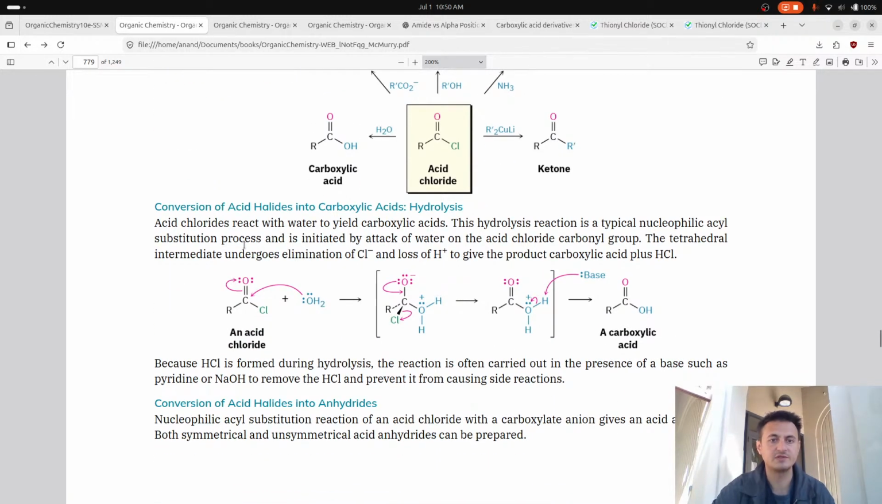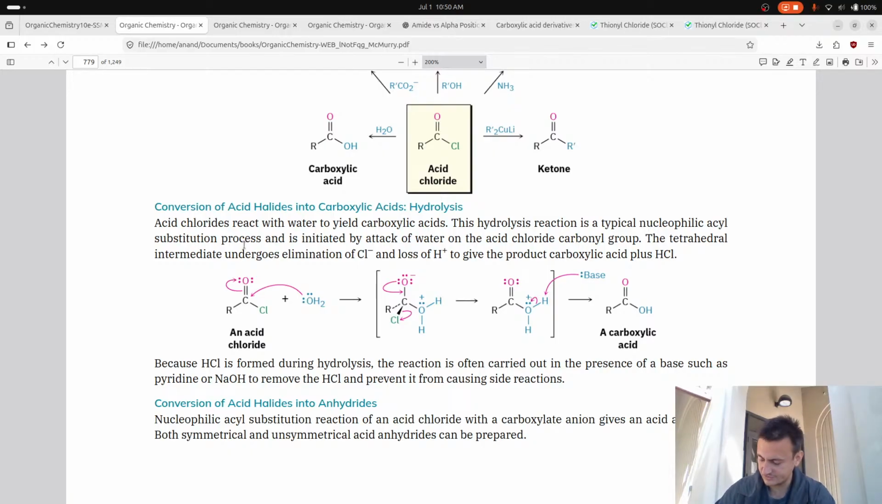Okay, here we go. So this is the easy one. Conversion of acid halides into carboxylic acids by hydrolysis. Acid chlorides react with water to yield carboxylic acids. This hydrolysis reaction is a typical nucleophilic acyl substitution, initiated by attack of water on the acid chloride. The tetrahedral intermediate undergoes elimination of Cl- and loss of H+. Okay, so that's super easy.